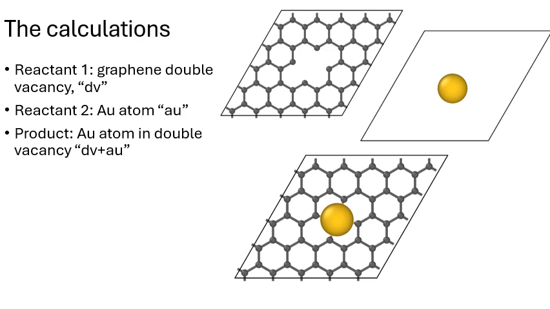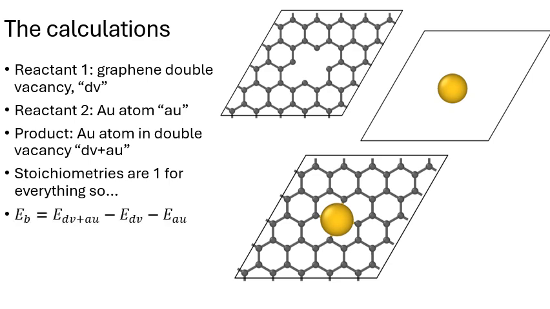This will usually involve an actual optimization step, so you can't just calculate the energy directly. It needs to be optimized, and the final energy will be what you use. In this case, because it's set up like this, the stoichiometries are 1 to 1 to 1. One vacancy and one gold atom give one gold atom within a vacancy. So the energy of binding is fairly simple. It's just the energy of the gold atom within the double vacancy minus the energy of the double vacancy minus the energy of the gold atom.